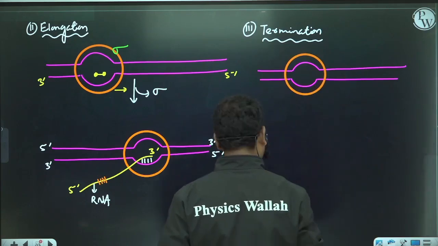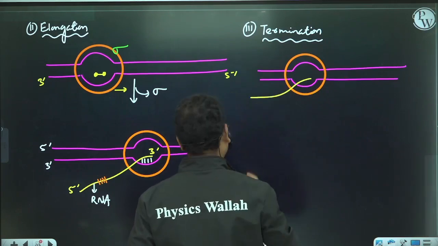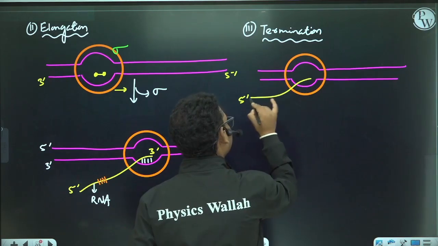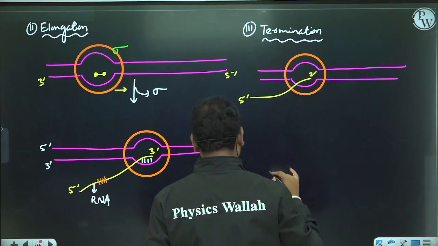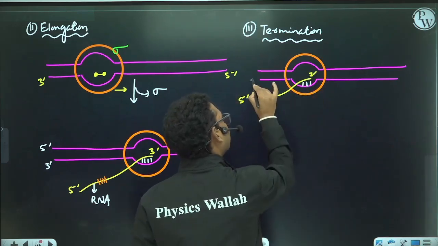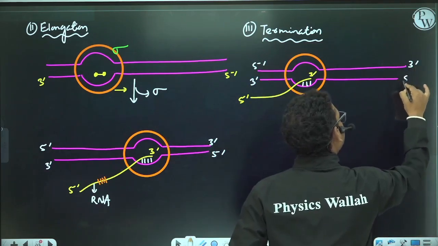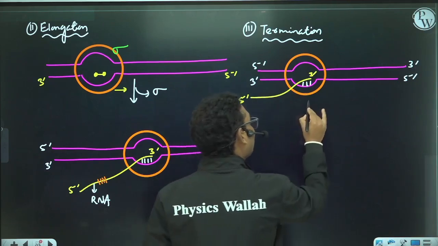This is the RNA polymerase. Suppose this is the RNA molecule, with the 5' end and this is the 3' end. And here, which bonds are present? Hydrogen bonds are present. This is 3' and this is 5', and this is 3' and this is 5' end. Now, what will happen?